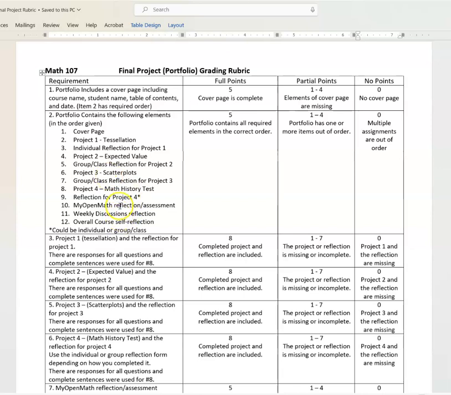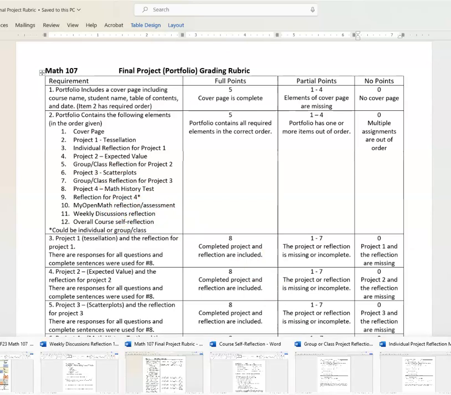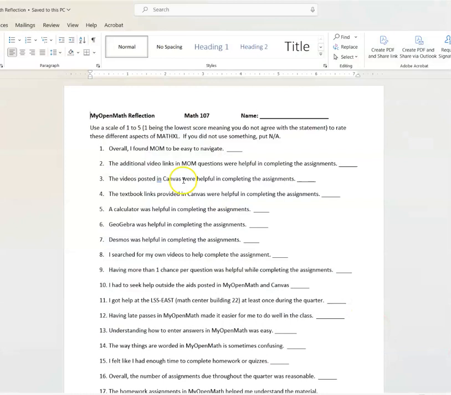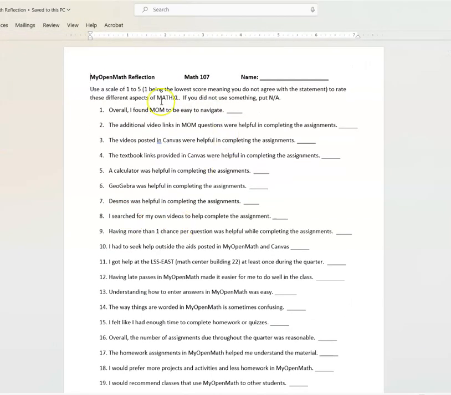Then you have a MyOpenMath reflection. I don't know why I have assessment there, but anyway, MyOpenMath reflection is asking you questions about MyOpenMath. You need to use a scale of 1 through 5. If you put a 7 on there, I don't know what that means for me. 1 through 5, 5 being high and 1 being low. And then if you didn't use something in here, something that you don't even know was available, just put NA.